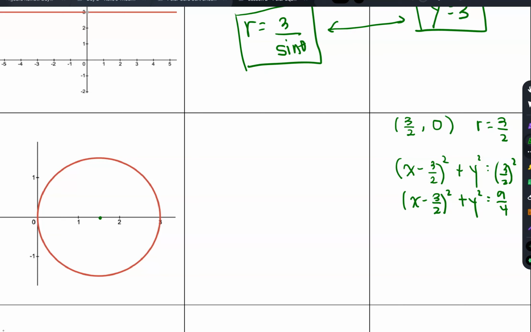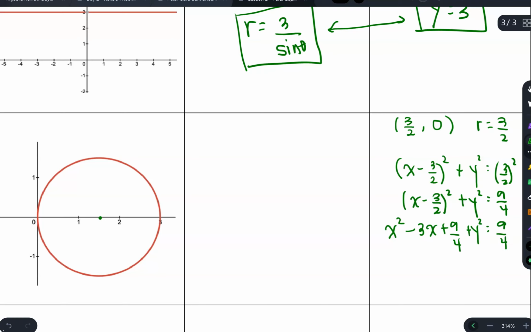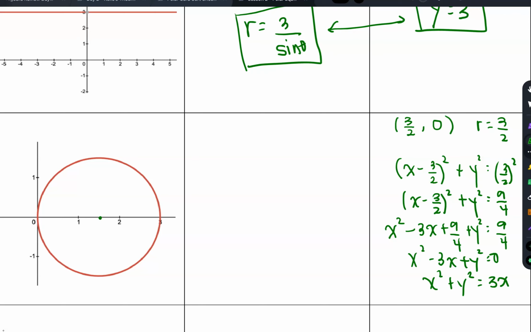so let's multiply this out. So this will be x squared minus 3x plus 9/4 plus y squared is equal to 9/4. The 9/4 will go away, so you'll be left with x squared minus 3x plus y squared is equal to 0. So one of the cards is going to look like that. So x squared plus y squared is equal to 3x. But if you would have left it like this, I'm okay with that because that is a rectangular form there.